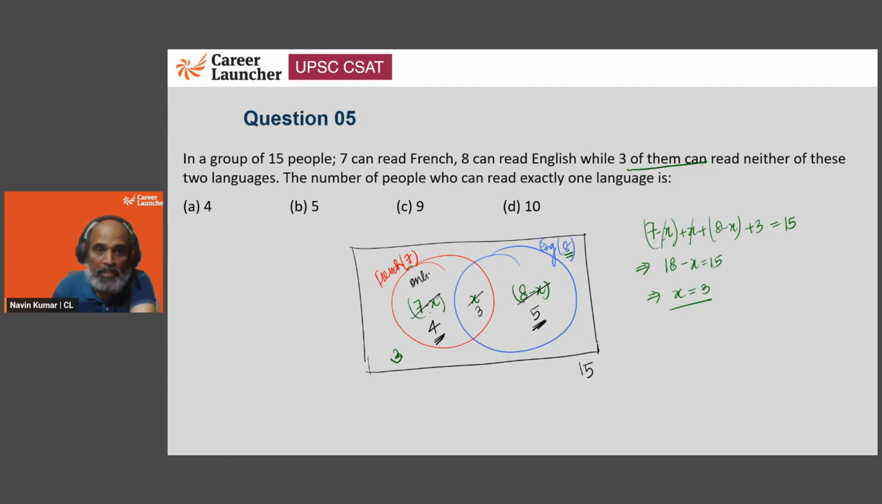who can read only French and the people who can read only English, it's going to be 4 plus 5, which will result in 9. 9, C option.